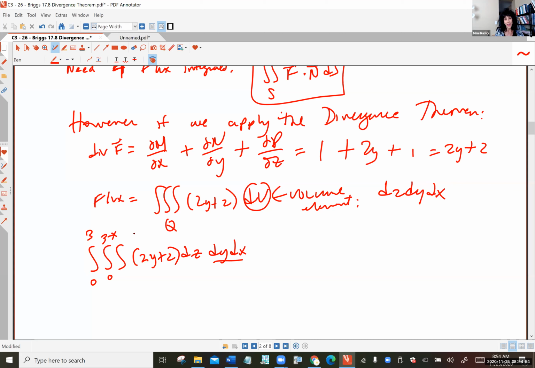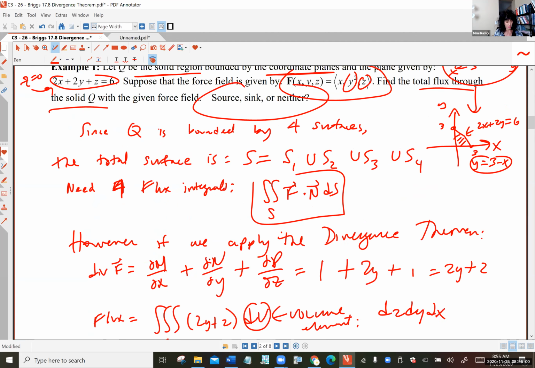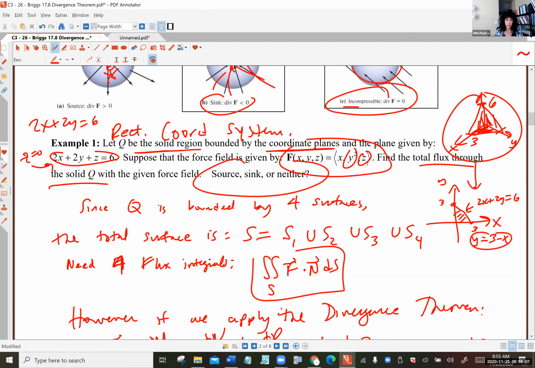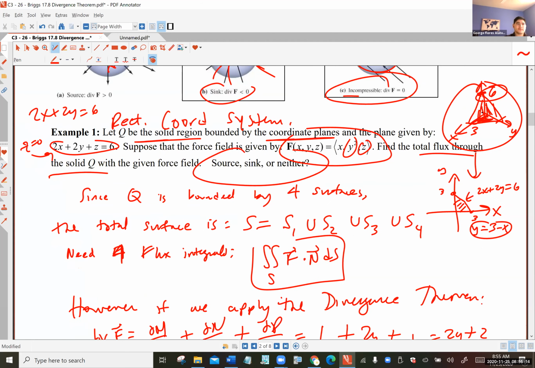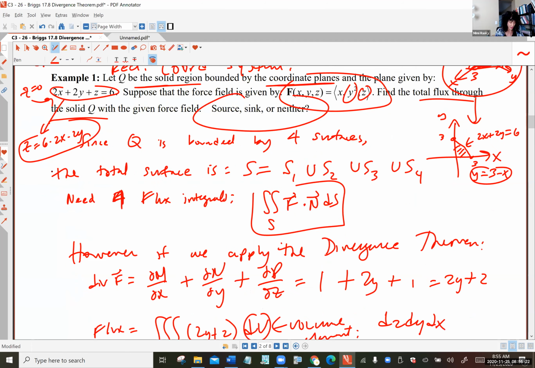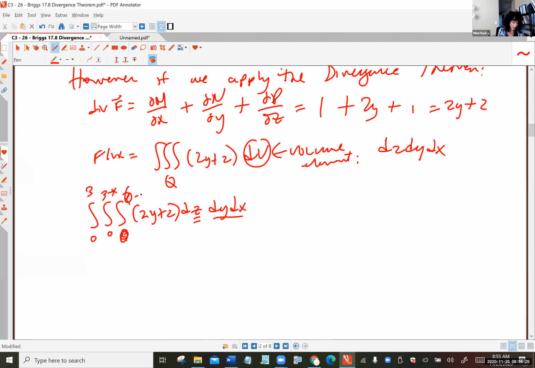But hey, what's z doing? You need to figure out the limits on that innermost integral. Starts at 0, because the base is in the xy plane. And then what about how high it gets? Please don't say 6, because that's not correct. You want to solve the plane equation for z. Yes, very good, George. And then you would get 6 minus 2x minus 2y. So that'll be the upper limit for z.